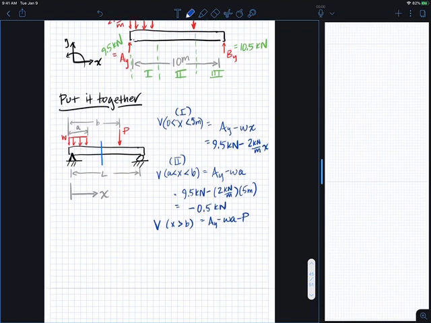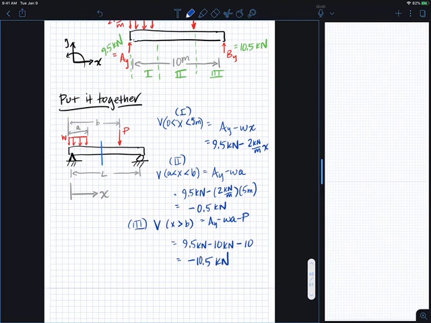And then finally, for section 3, we see that the shear is going to be again AY, 9.5 kilonewtons, minus the 10 kilonewtons from WA, minus the 10 again. So negative 20, negative 11.5. Hopefully I've done that math right. I should double check my slides. Negative 10.5, sorry.